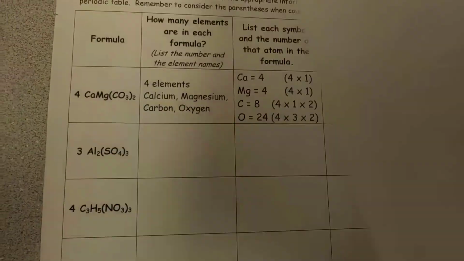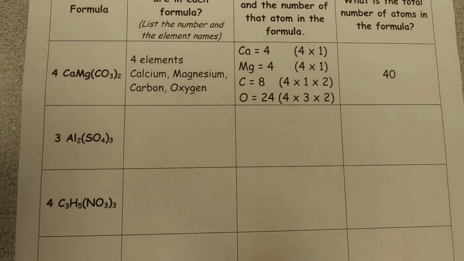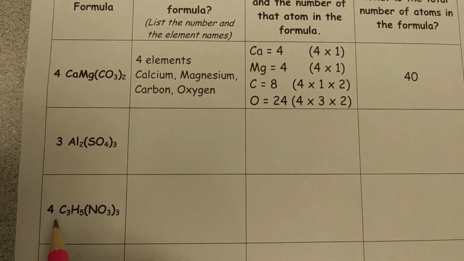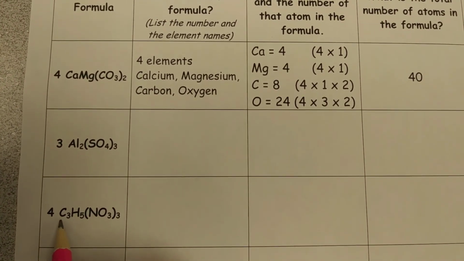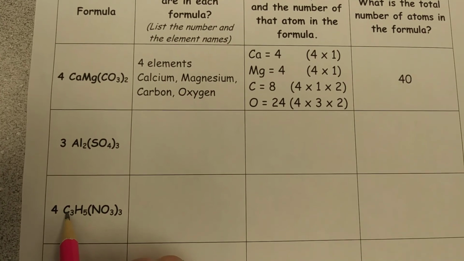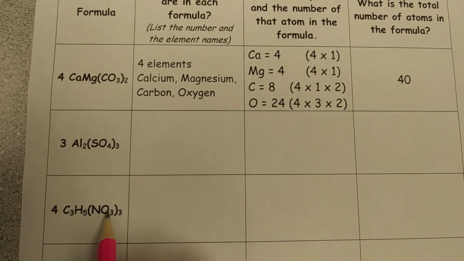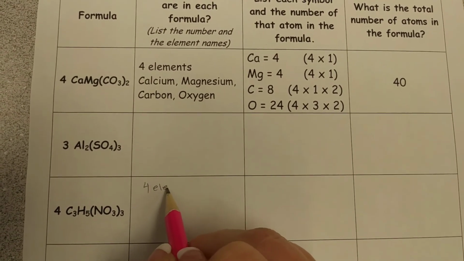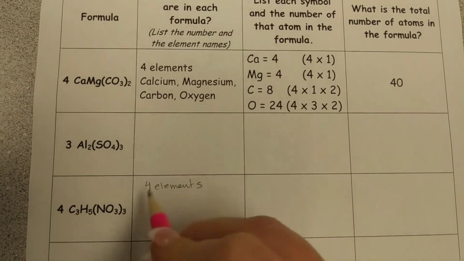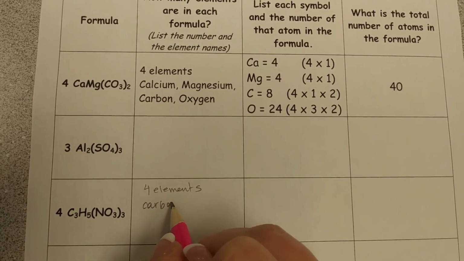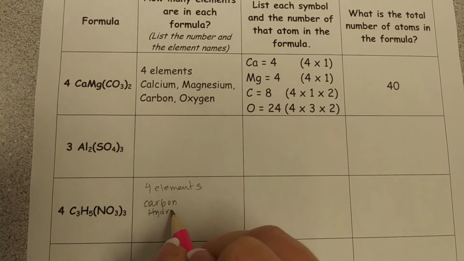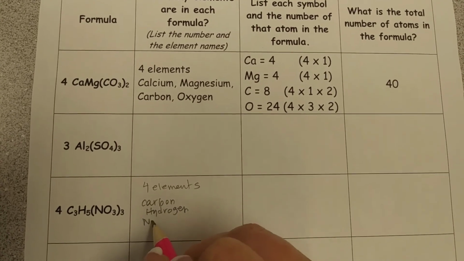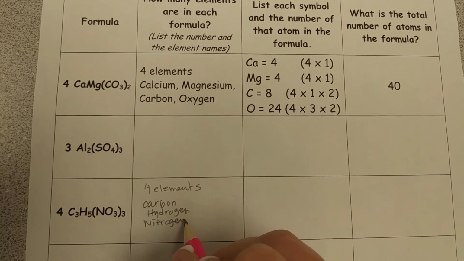Now on the back page, when we do this example, we'll look right here. You do the same thing. Count your number of elements. 1, 2, 3, 4. 4 elements. We have carbon, hydrogen, nitrogen, and oxygen.